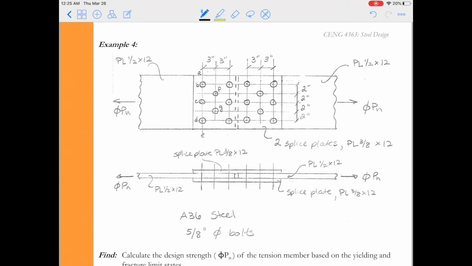Steel friends, welcome to our next lesson in steel design. Here we're going to take a look at an example to apply some of those yielding and fracture tension limit states that we learned in the last lesson.